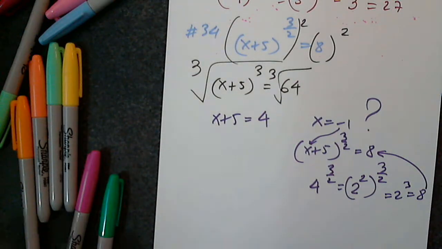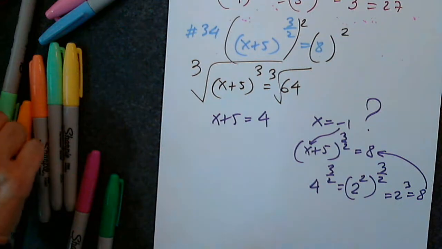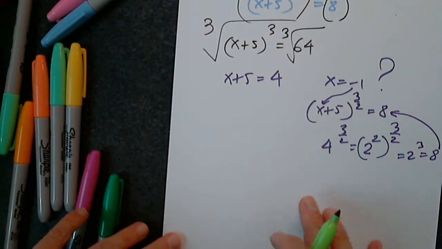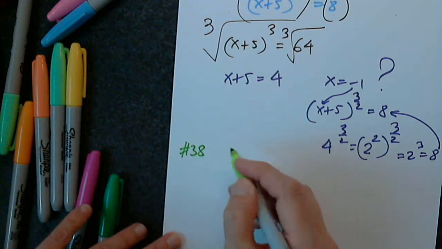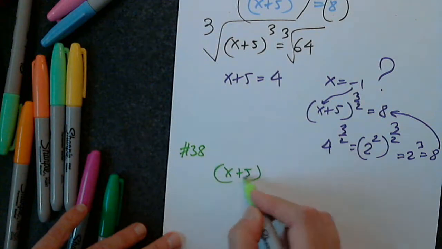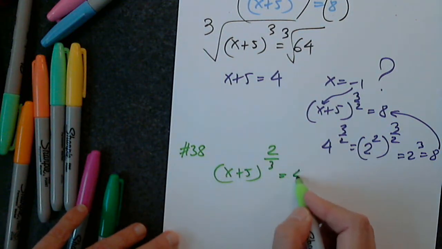Do you think we need another example? Yes? One more? Perfect. What about 38? On the same page. Everything is on the same page. (x plus 5) to 2/3 equals 4.